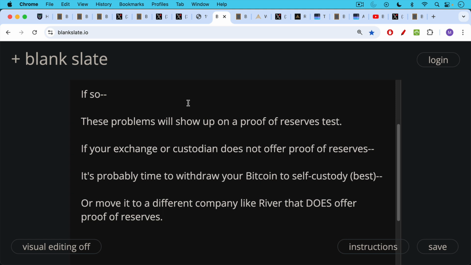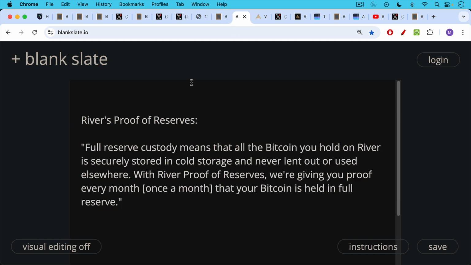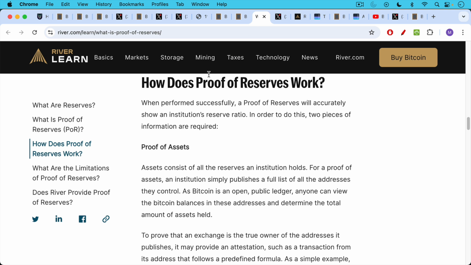This is the best solution, obviously, or at least move it to a different company like River Financial that does offer proof of reserves. This is how River talks about its proof of reserves. Full reserve custody means that all the Bitcoin you hold on River is securely stored in cold storage and never lent out or used elsewhere. In other words, it's not being lent out or rehypothecated, and it's also fully reserved. With River proof of reserves, we're giving you proof every month that your Bitcoin is held in full reserve. This is how it works.